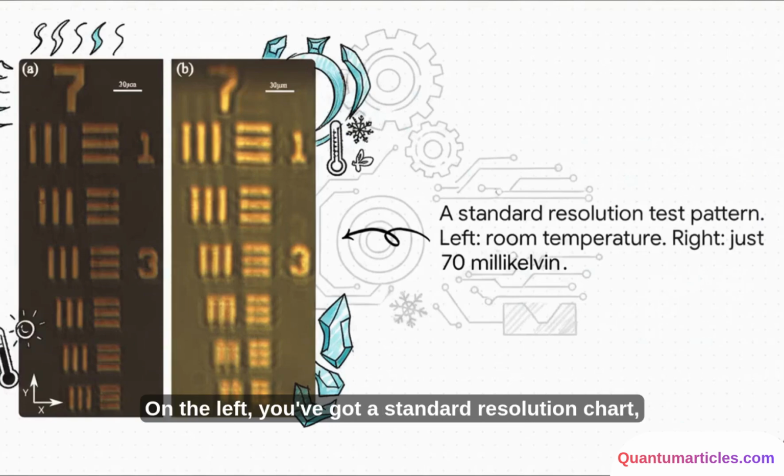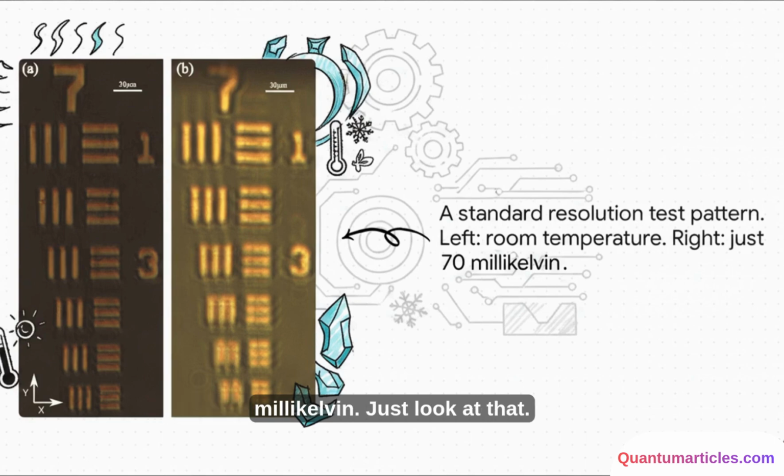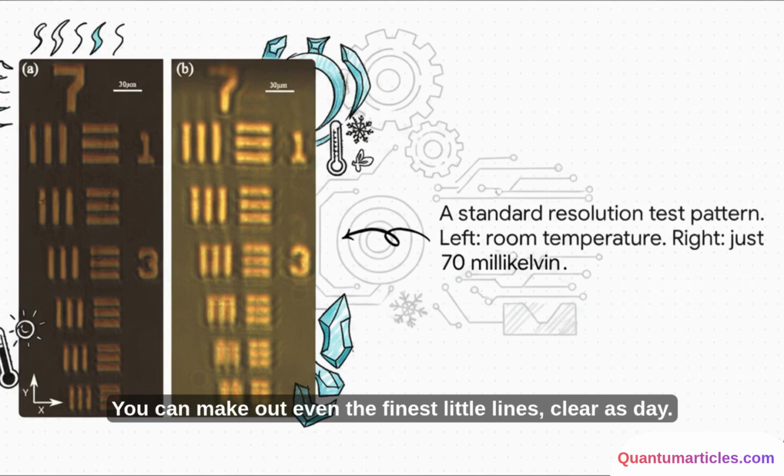On the left, you've got a standard resolution chart imaged at normal room temperature. On the right, that is the exact same chart, but this time it's been cooled down to a frigid 70 millikelvin. Just look at that. Even in that deep freeze, the image is still incredibly sharp. You can make out even the finest little lines, clear as day.